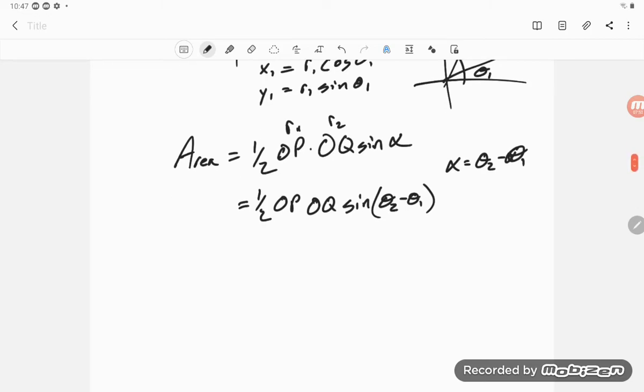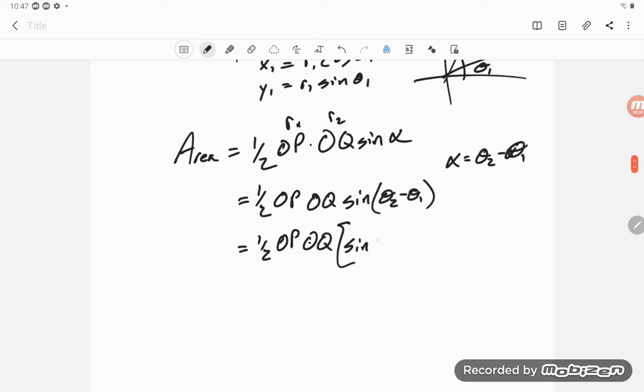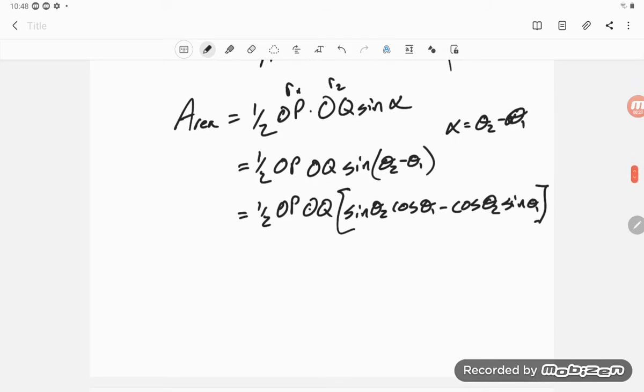Then they use a trig identity for the sine of the difference of angles. So they got OP, OQ, and now this is all times the sine of theta 2 cosine theta 1, minus cosine theta 2 sine theta 1. So they're using a trig identity there. So plenty of trig in all this. And then they multiply through and regroup.